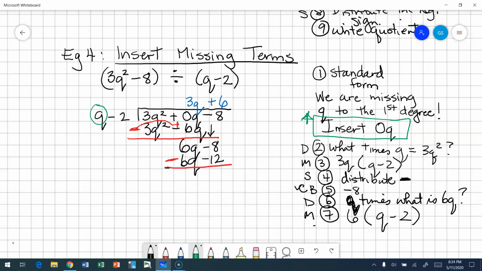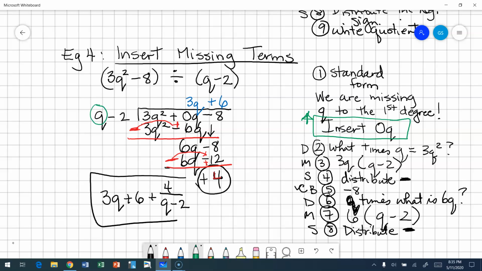Go ahead and subtract. And again, distribute that negative sign. Negative times a negative is a positive. A negative 8 and a positive 12 is a positive 4. 6q minus 6q is 0. So we're going to go ahead and write our quotient. Our quotient is going to be 3q plus 6. How do we do our remainder? We have plus 4 over our divisor, which is q minus 2. And so the answer to example 4 is 3q plus 6 plus 4 over q minus 2.